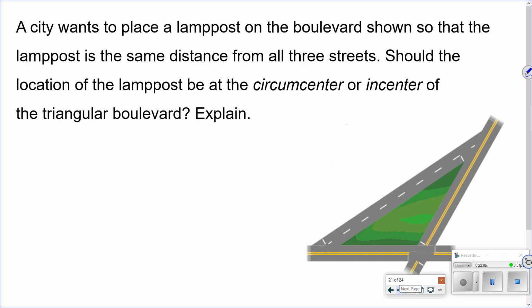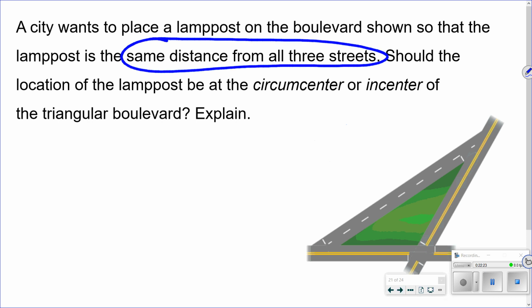Okay, we'll do this last problem here. It says a city wants to place a lamppost on the boulevard shown so that the lamppost is the same distance from all 3 streets. Should the location of the lamppost be at the circumcenter or the incenter of the boulevard? Okay, this is the important part. It says it wants it to be the same distance from all 3 streets. So that means it wants the same distance from here, and from here.